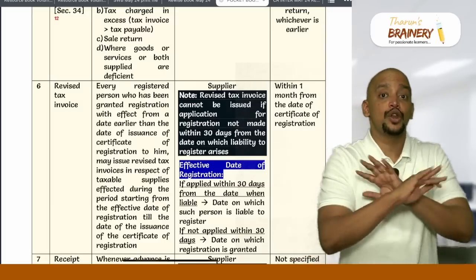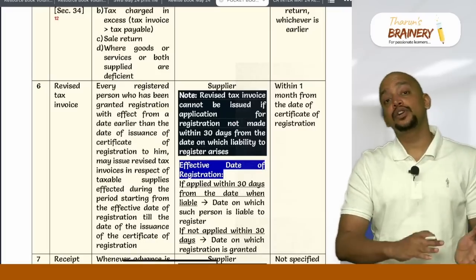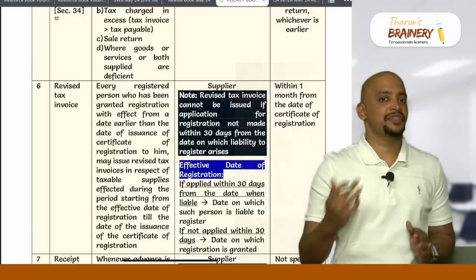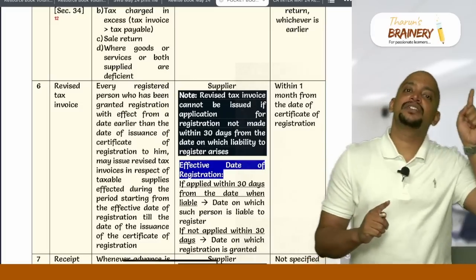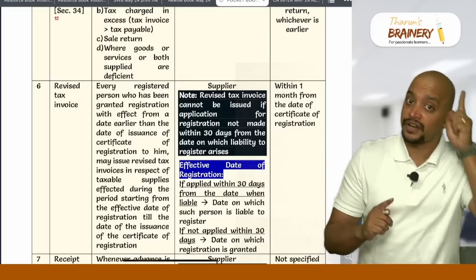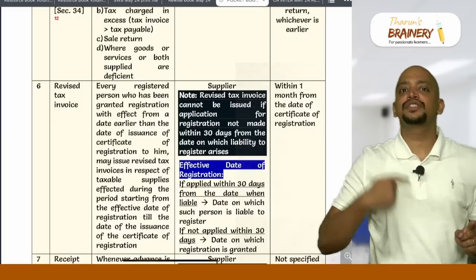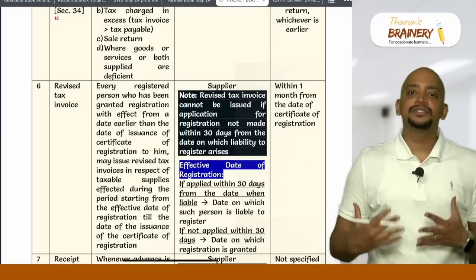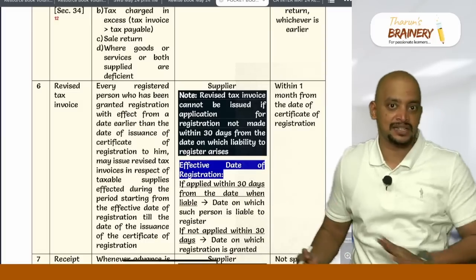If the application is not made within 30 days from the date he is liable to get registered, the date on which he gets the registration certificate is the effective date of registration. Suppose he makes application within 30 days, so effective date of registration is the date he is liable. So from that date till the date of certificate of registration, whatever GST has not been recovered from the customer on the outward supplies can be recovered by giving a revised tax invoice.